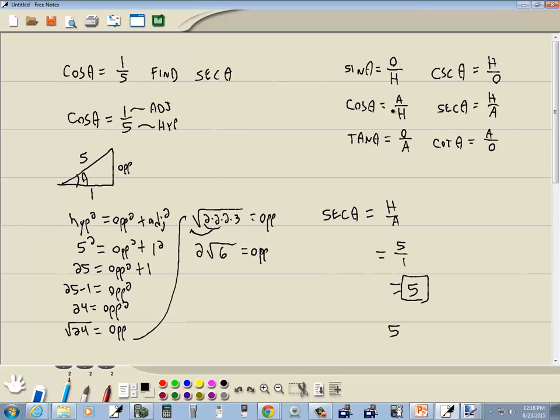You could also use the fact that these are reciprocals of each other. So when you got cosine, you just have to flip the fraction, and that gives you your secant. When you have sine, you just have to flip the fraction, and that gives you a cosecant. And on tangent, you just have to flip the fraction, and that's what gives you a cotangent. But 5 is our answer.